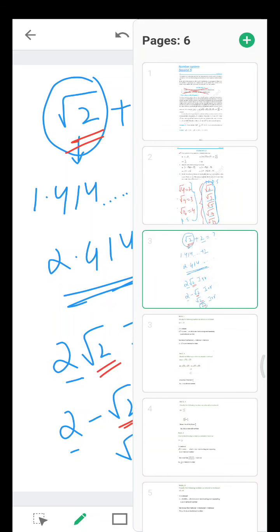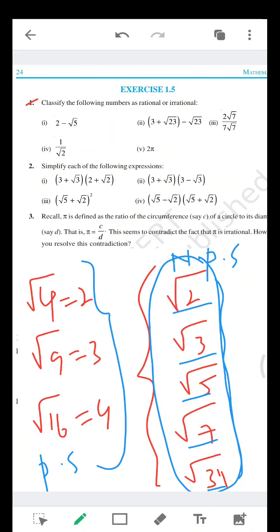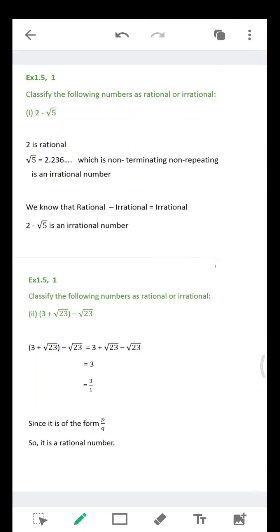So following the same concept, we have to do the first question of exercise 1.5, so let's begin with it. So 2 minus root 5, which is 2.236, so on. This is non-terminating, non-repeating, and an irrational number, as I said. So rational minus irrational will again give you an irrational number. Whenever an irrational number comes in with a rational number, it will give you an irrational number. Got it, everyone? So 2 minus root 5 is irrational.